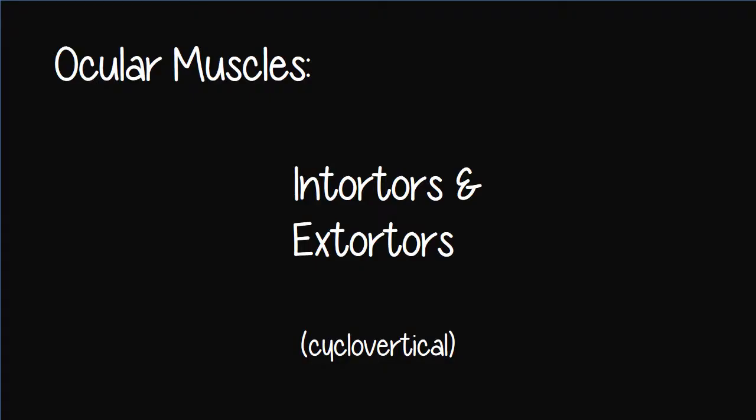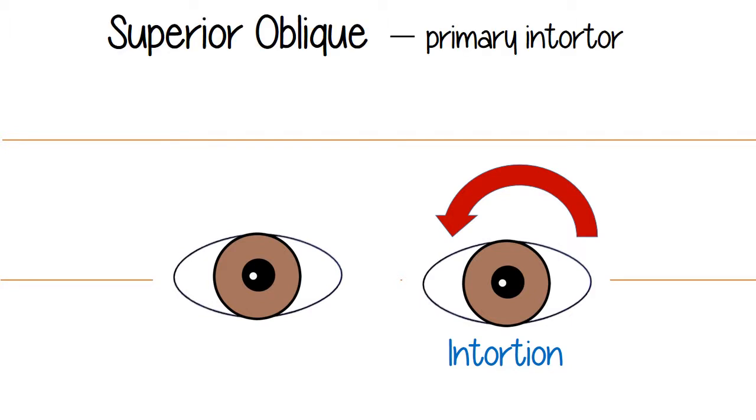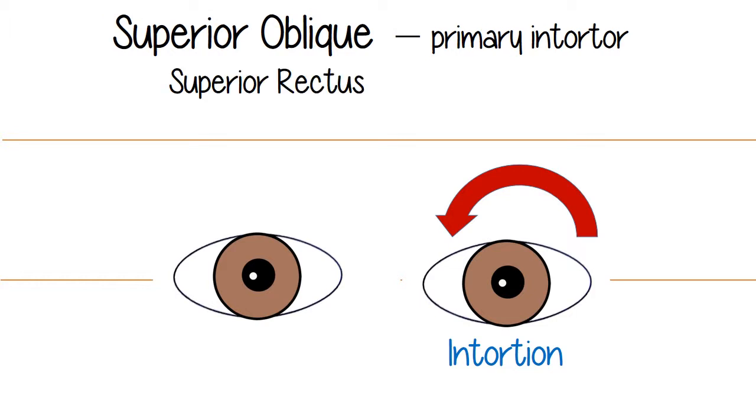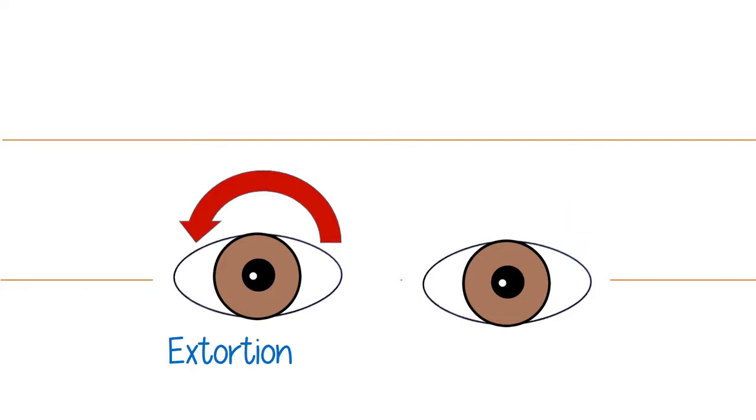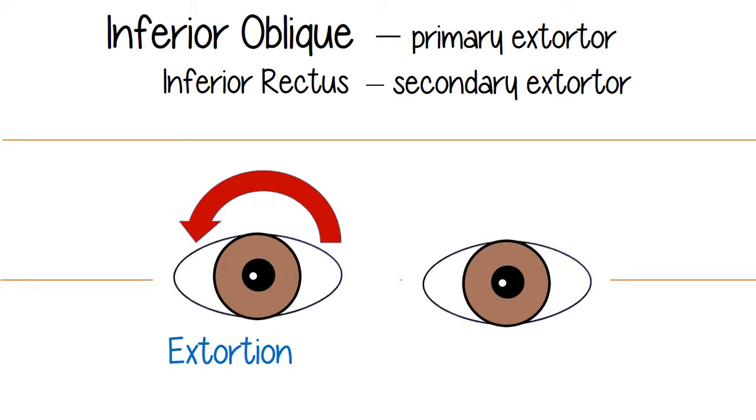Intortors and extortors. Intorsion is a movement by which the top of the eye rotates nasally. The primary mover for intorsion is the superior oblique muscle. The superior oblique is aided by the superior rectus muscle. Extorsion is a rotation of the top of the eye temporally. The primary mover for extorsion is the inferior oblique, and it's aided by the inferior rectus.